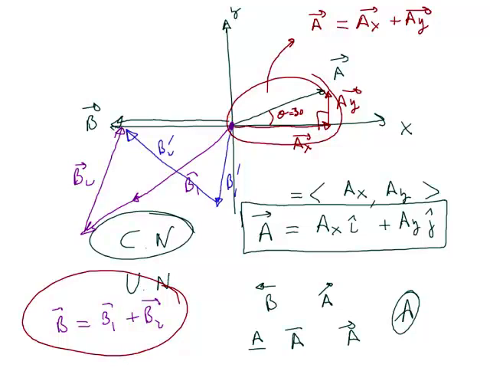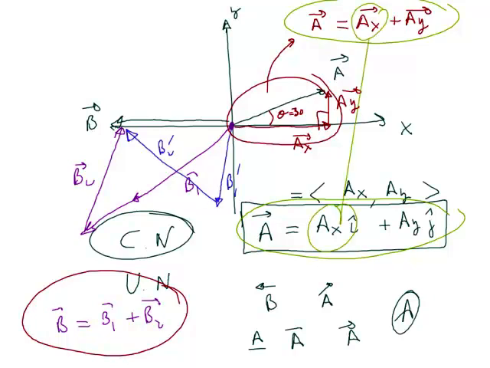Let's compare those two, this and this. They should be the same. If they're the same, then really this term is equal to that term, and this term is equal to this term, which means that A_x is equal to magnitude A_x times i.